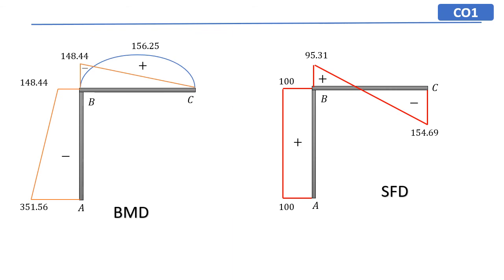So this is our frame A, B, C. At A the joint moment is 351.56 kilonewton meter. At B 148.44, at C moment is 0, and 156.25 is the free span moment for span BC. Then these will be the negative moments, the moment at support, and this is the moment because of UDL or span moment, which is positive.